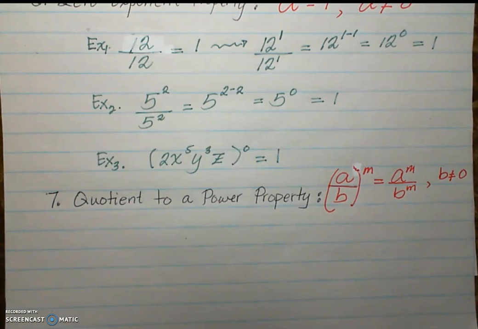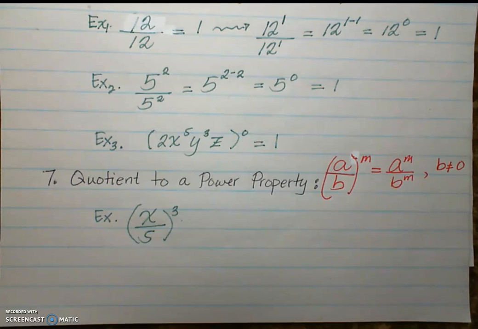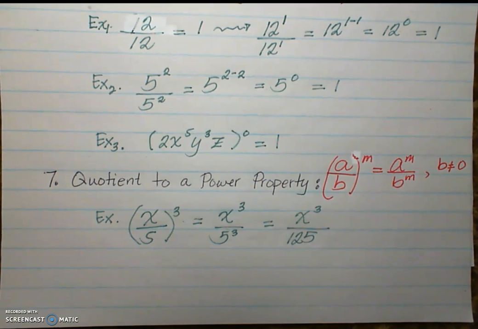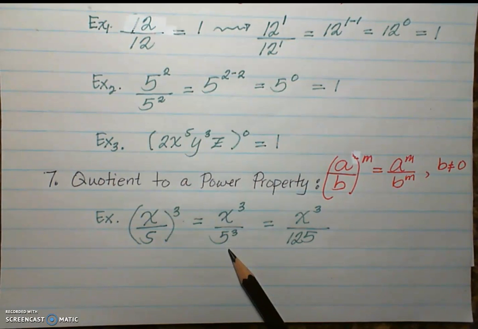The next property is the quotient to a power property, which is that if you have a fraction inside the parentheses and there's a power outside, you're going to distribute this power to both the numerator and the denominator, making it become this, for as long as b is not equal to 0. Example: x over 5, all in parentheses, cubed would be x cubed over 5 cubed, equals x cubed over 125, because 5 times 5 times 5 is 125. 5 times 5 is 25. 25 times 5 is 125.